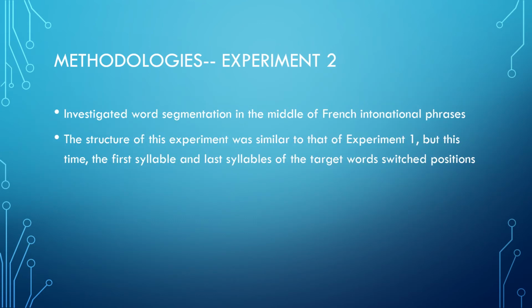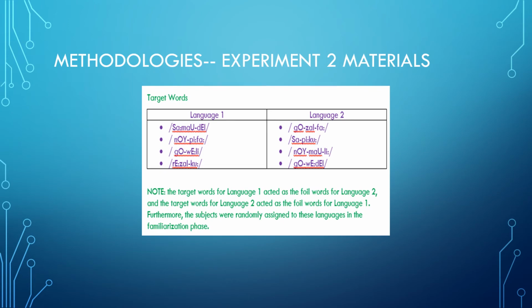Experiment 2 had a similar structure to Experiment 1, but the only differences were that the first and last syllables of the target words switched places, as shown in this table, and the intonation was present in the middle syllables.